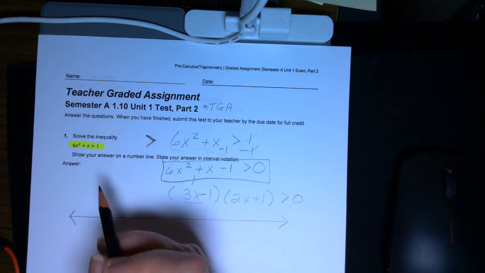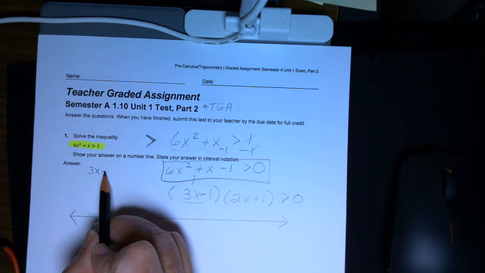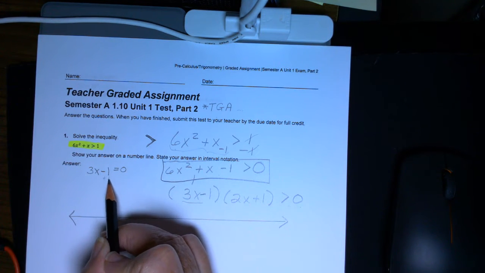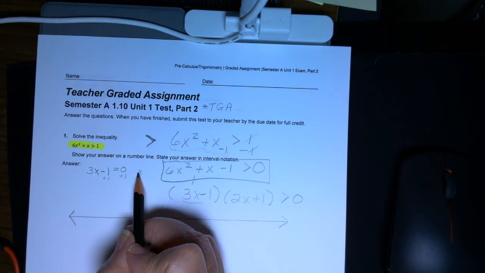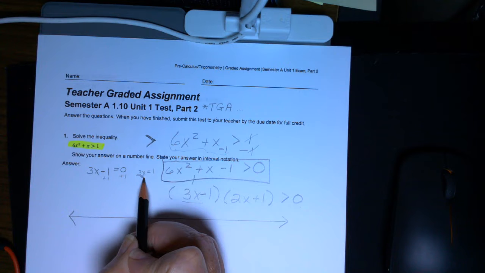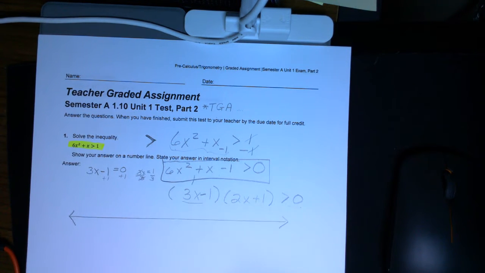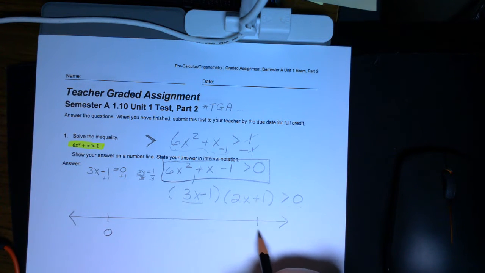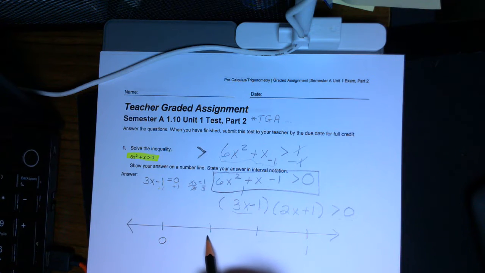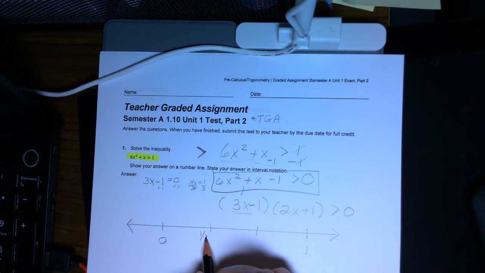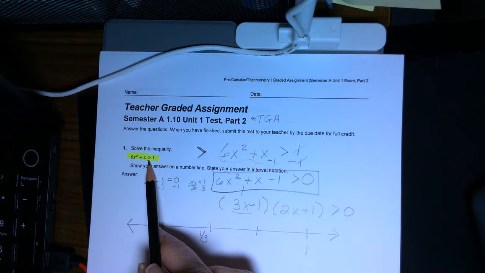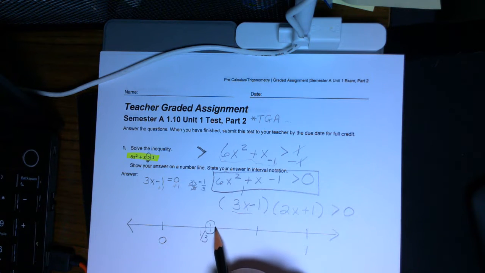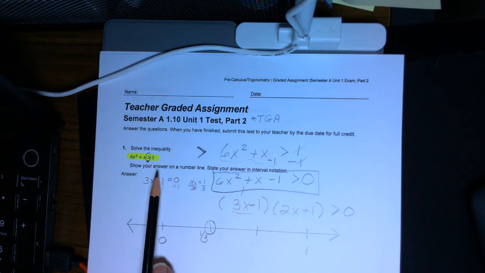When I set 3x minus 1 equal to 0, add 1 to both sides, I get 3x is equal to 1, divide by 3, and x equals 1/3. So I'm going to put 0 here. I'm going to stretch this out so we can see it better, and this will be 1. So 1/3 would be about right here. And because it's not equal to, it's just greater than, let me circle it. That's going to be a point of interest.